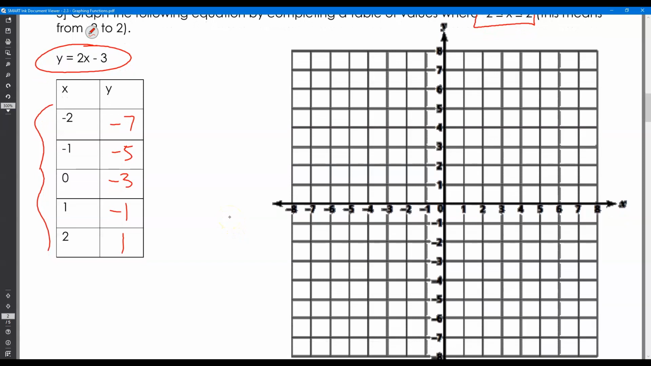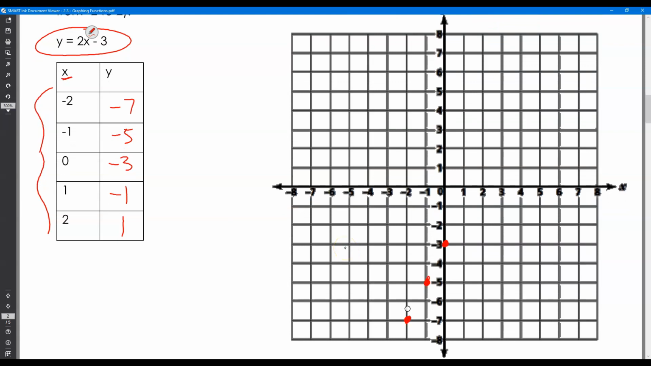All right, now it's time to plot the points. When we plot the points, we will always start with our x value first. So here's our origin, but we're going to go over to -2 and then down to -7. We go over to -1 and down to -5. At 0, it's -3.